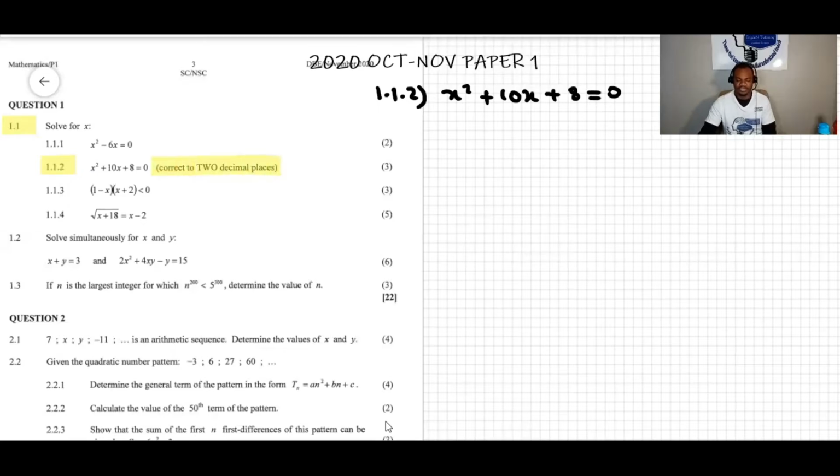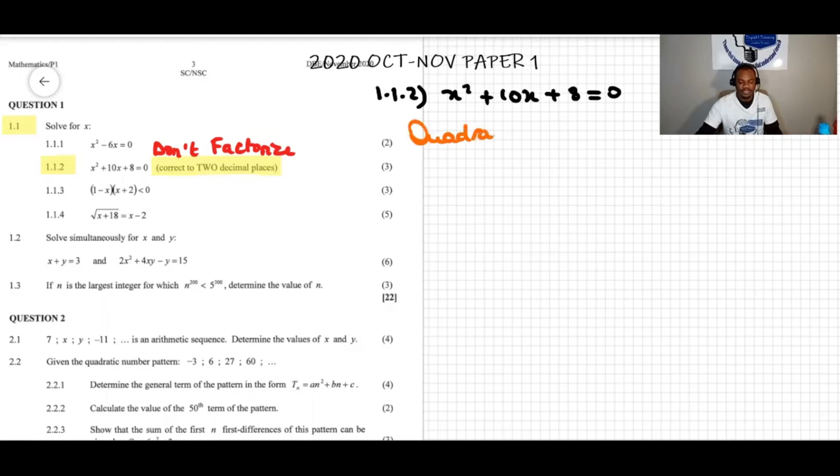All right, let me give you a hint here. Whenever you see a statement like correct to 2 decimal places, or leave your answer in surd form, understand that here you don't factorize. Okay, don't factorize. This is a prime equation, meaning it's not factorizable. So what you can do then, you can either use the quadratic formula or use the completing the square method. Now let's start by using the quadratic formula here.